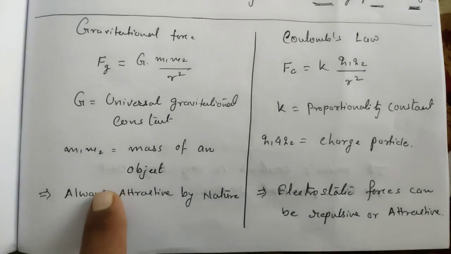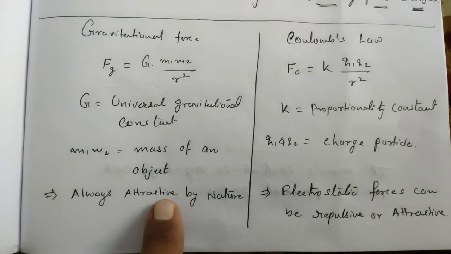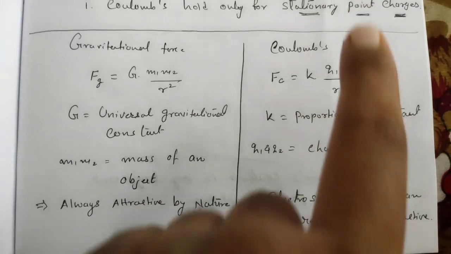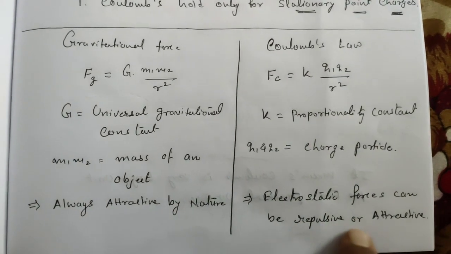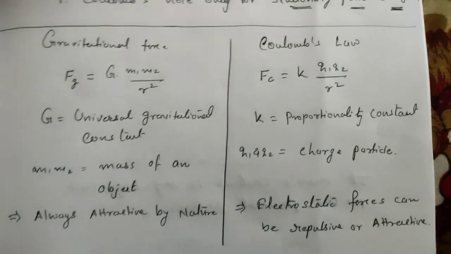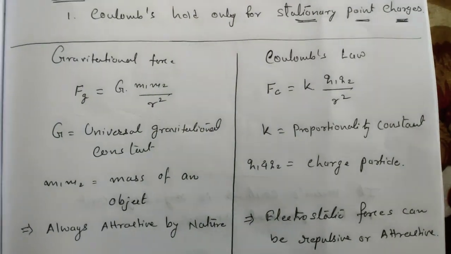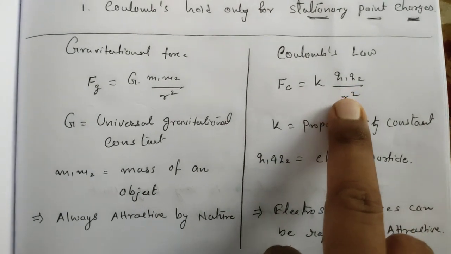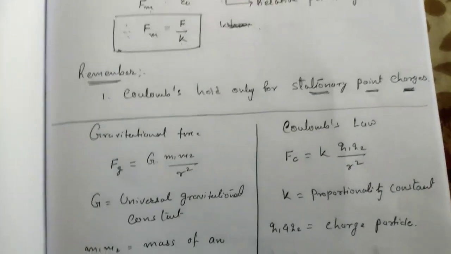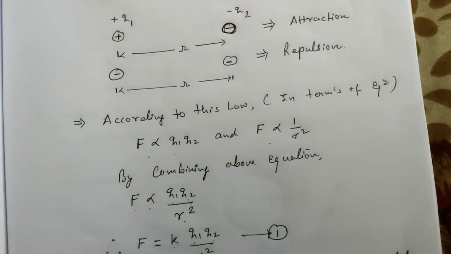One more thing, gravitational force is always attractive by nature, whereas Coulomb's force is repulsive as well as attractive by nature. One more thing, this Coulomb's law is valid only for stationary charged particles, remember. Stationary point charge particles, fine. So this is very important.